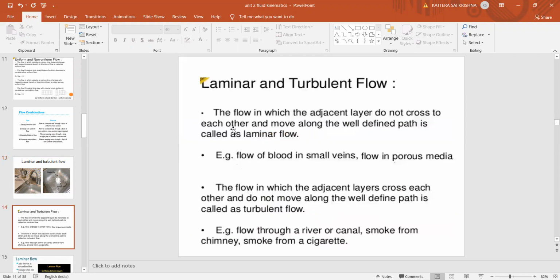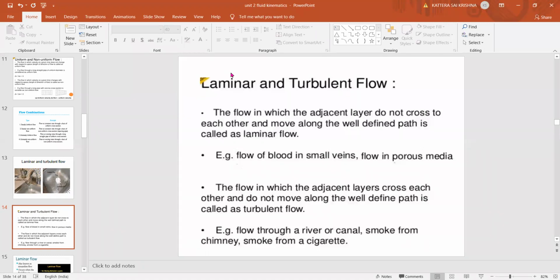Okay, so the flow in which the adjacent layers do not cross each other and move along a well-defined path is called your laminar flow. Another way you can define it: laminar flow is that type of flow in which fluid particles move along a well-defined path and parallel. Nothing but layers will be parallel to each other. One more name for laminar flow is streamline flow, or viscous flow.